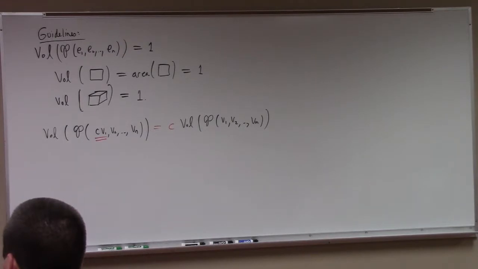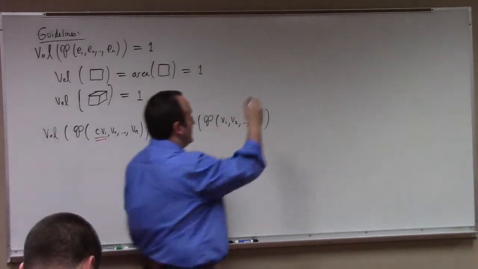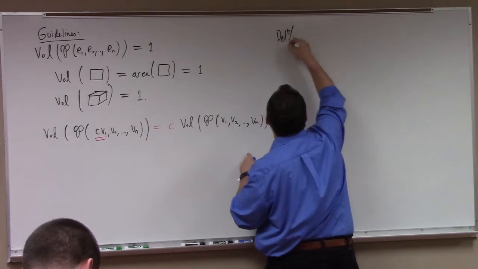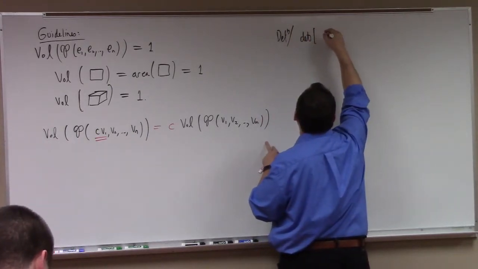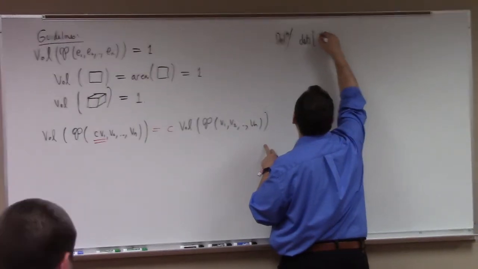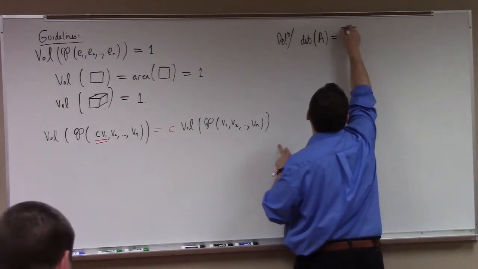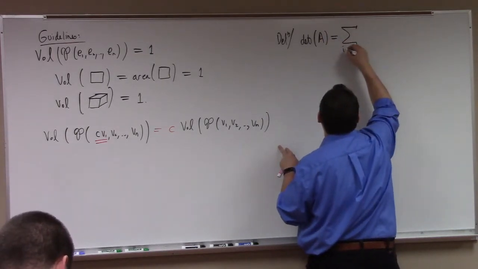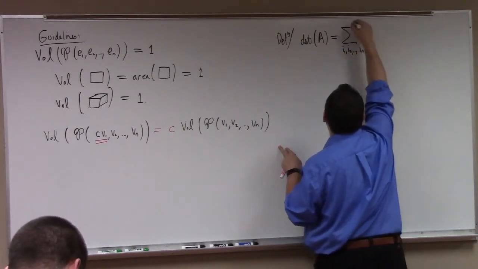So these ideas effectively define the determinant to be this signed volume. So the determinant is exactly this, and here's the definition. If we take the determinant of A, it's the sum over I1, I2, up to In equals 1 to n.